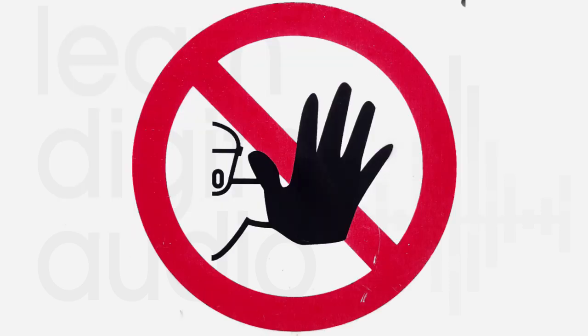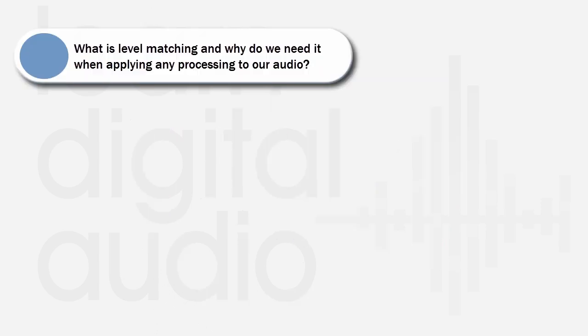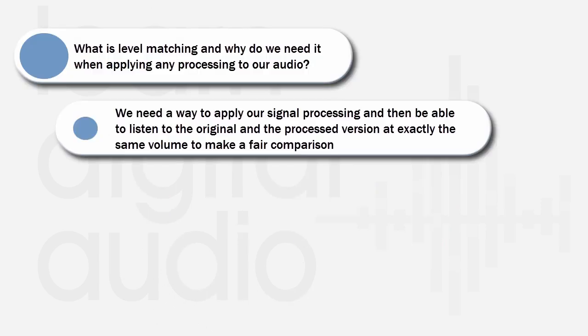If two similar sounds are played back at different volumes, the loud one always sounds better. This is true even when the difference is only half a decibel. It's just the way our hearing works. We need a way to apply our signal processing and then be able to listen to the original and the processed version at exactly the same volume to make a fair comparison.